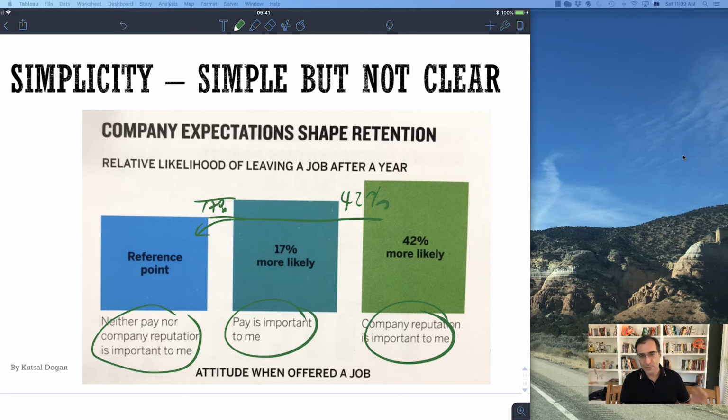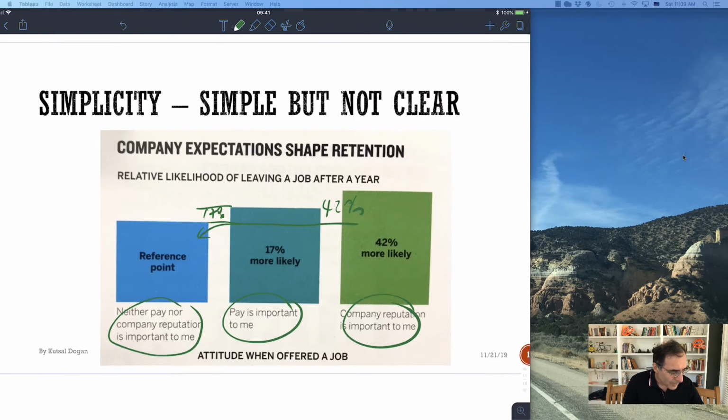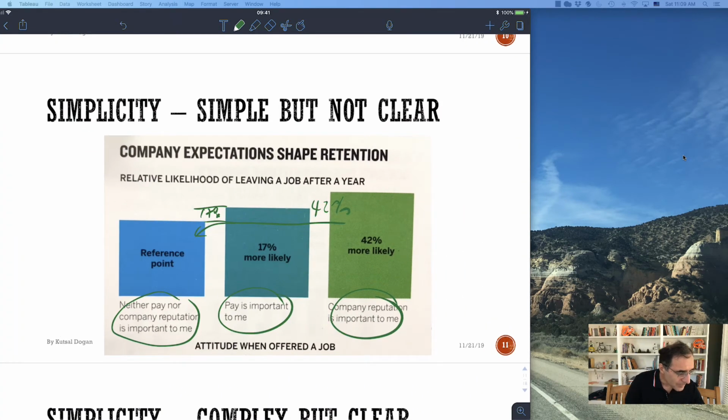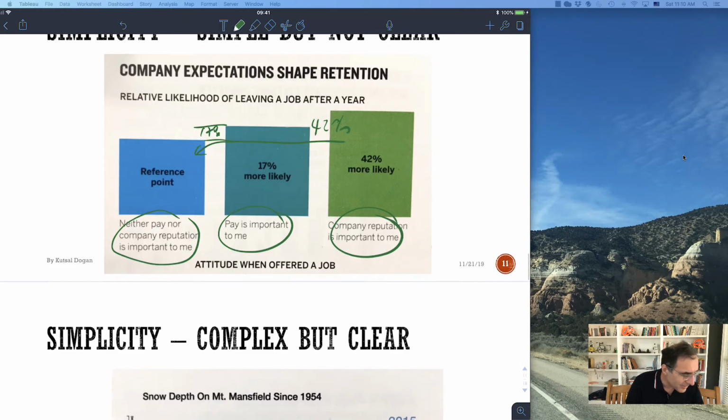You could have easily done this with just a simple line chart. A simpler chart than this. A clearer chart than this, not simpler. This is as simple as you can get.